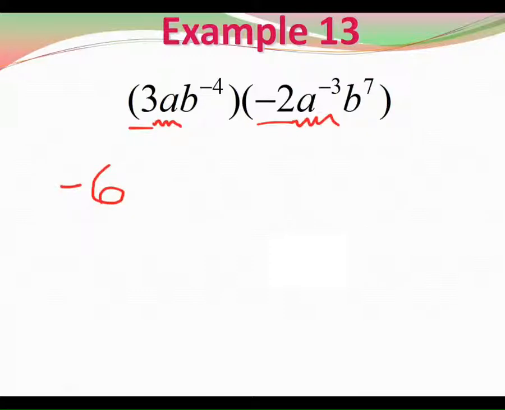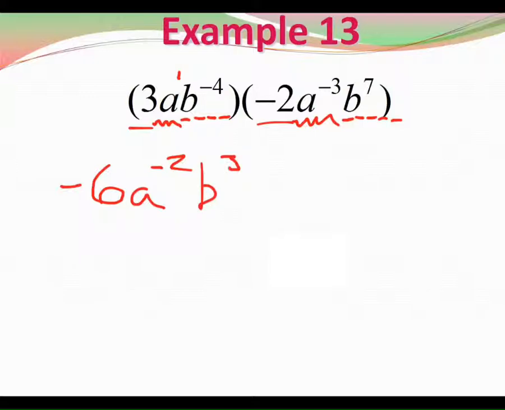A to the first times a to the negative third. So what do we do to those exponents when we're multiplying the same base? We add them. So if you have 1 plus negative 3, you're going to have a to the negative 2. And then we have b to the negative 4th times b to the 7th. Same thing. We're going to add the exponents when we're multiplying the same base. So that's going to give us b to the 3rd.